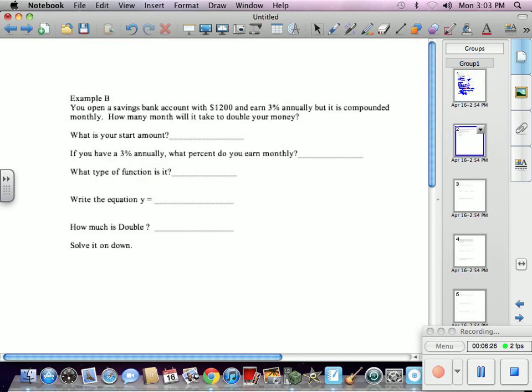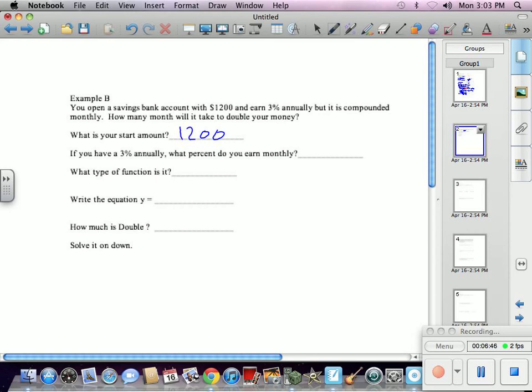Let's look at the next problem. Example B: you open a savings bank account with $1,200 and earn 3% annually, but it's compounded monthly. How many months will it take to double your money? What will your start amount be? Well, it'll be $1,200.